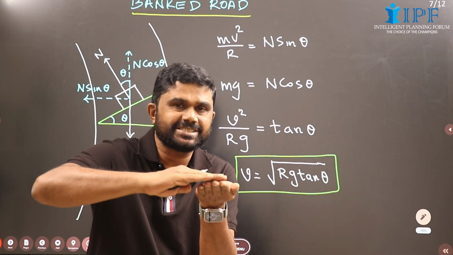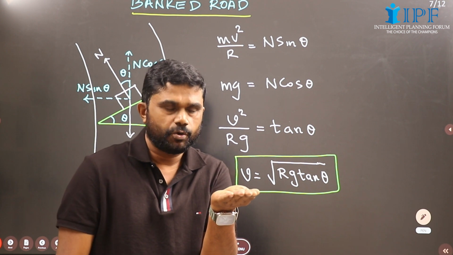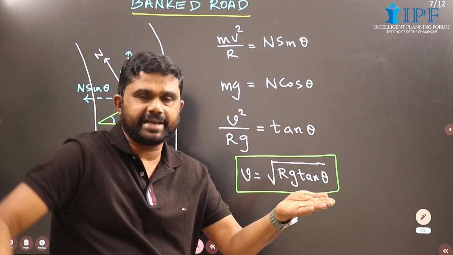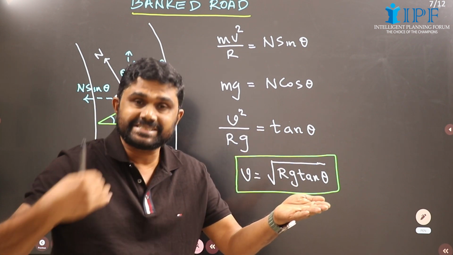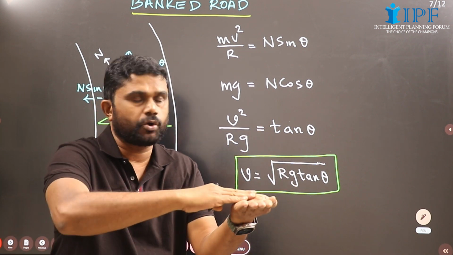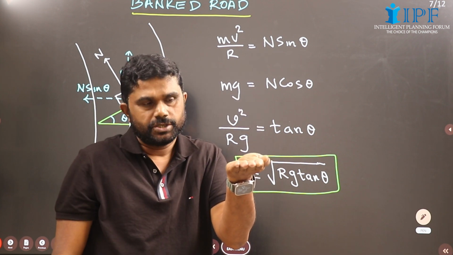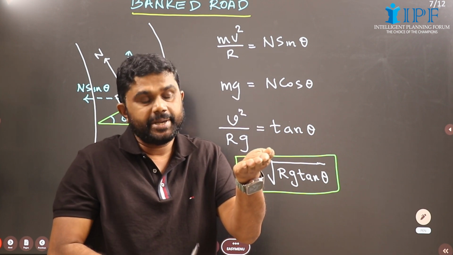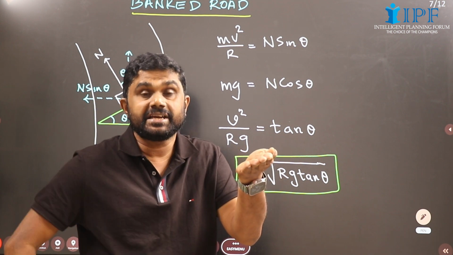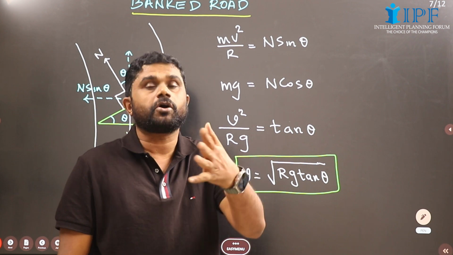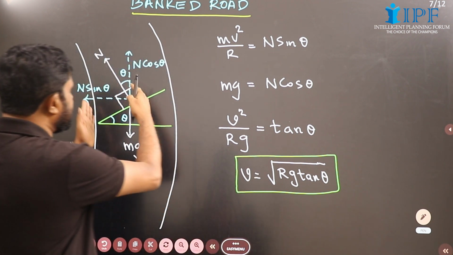Suppose this is the bed of the road, and it is like this. I am standing inside the circle. This is the road, so this is the inner edge and this is the outer edge. So the road will be like this, meaning the outer edge is inclined with respect to the inner edge through a small angle. It's called banking.